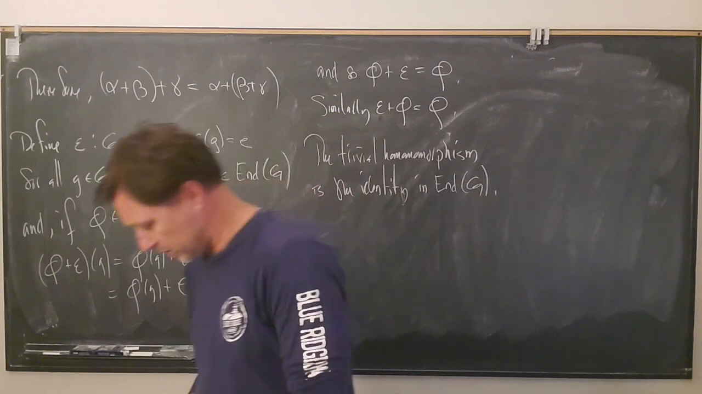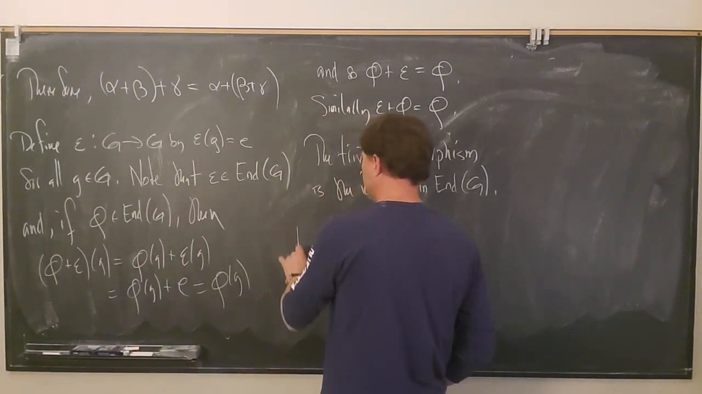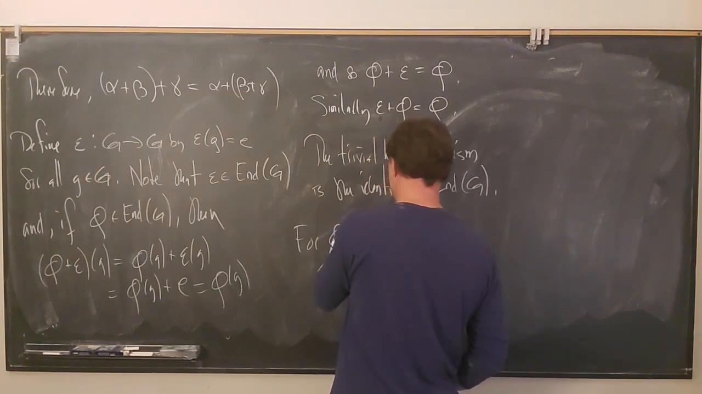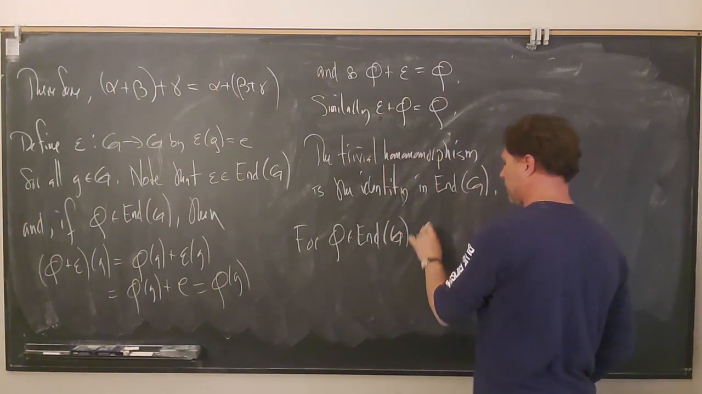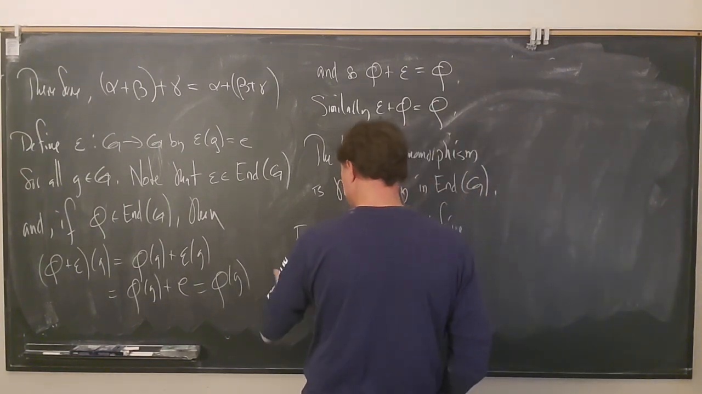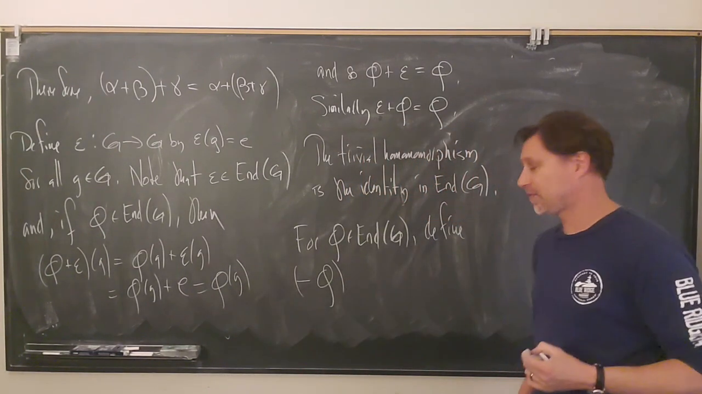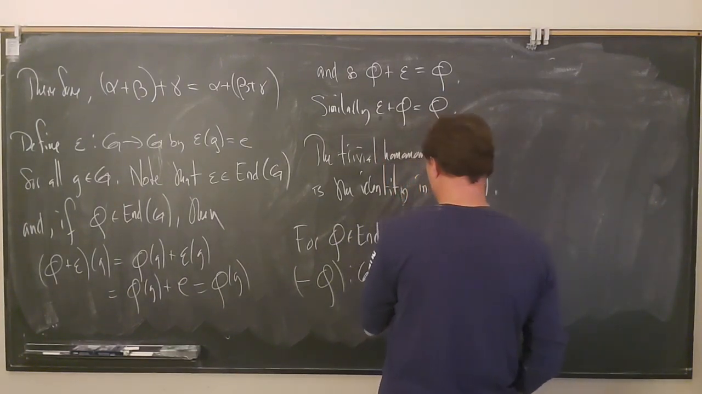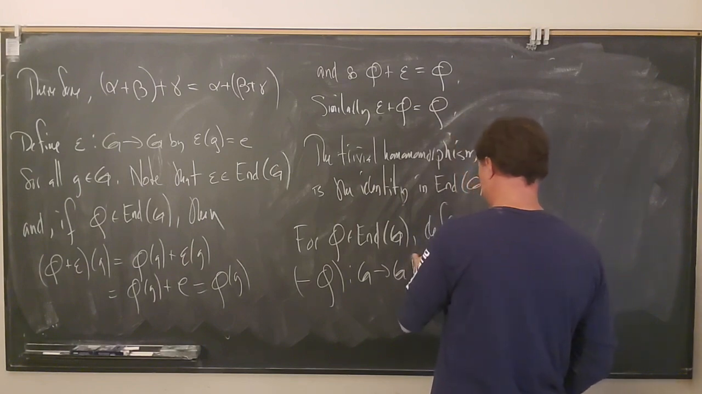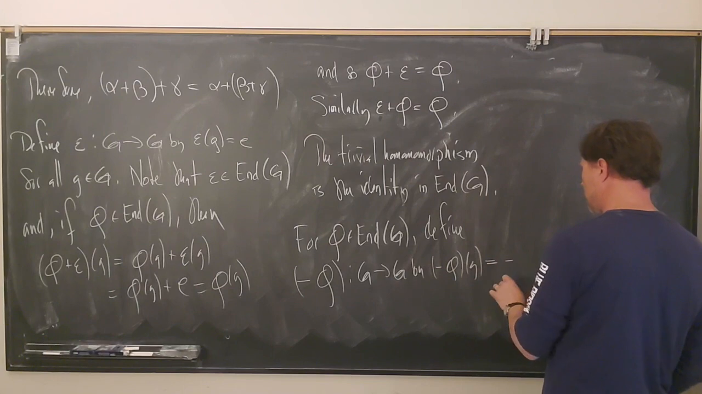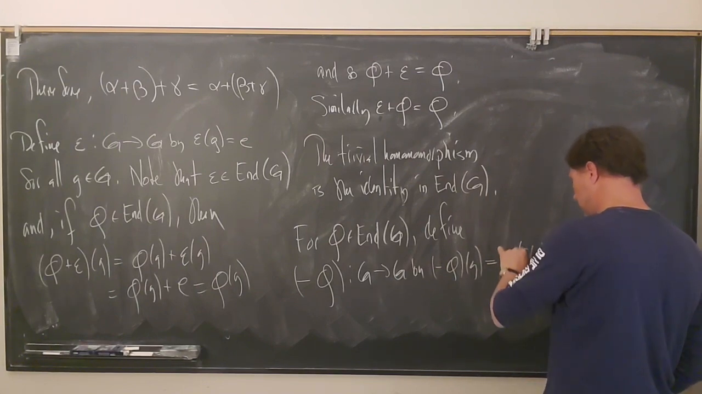Last thing we need is inverses. So for phi in End G, define a new function which is going to be written minus phi. That's going to go from G to G by minus phi of g equals the obvious thing, negative phi of g. And let's put parentheses here to be clear.